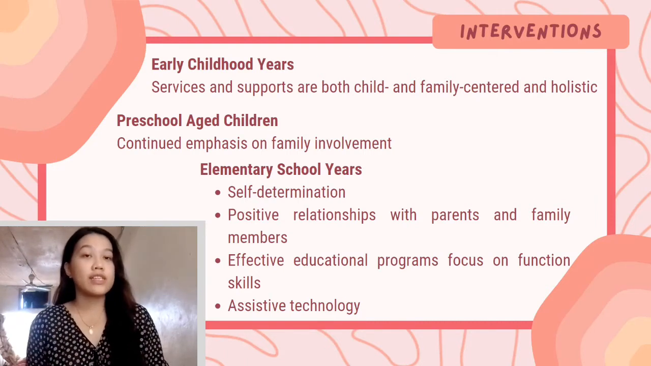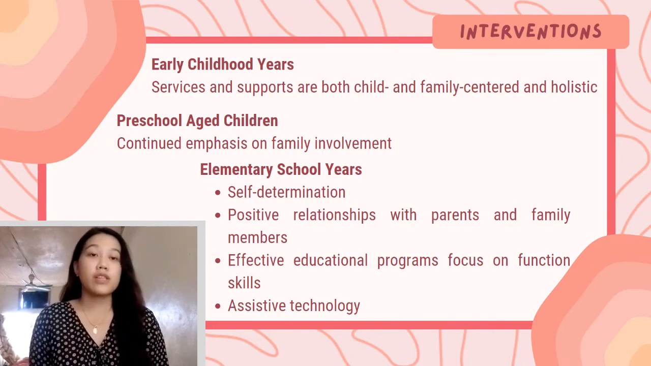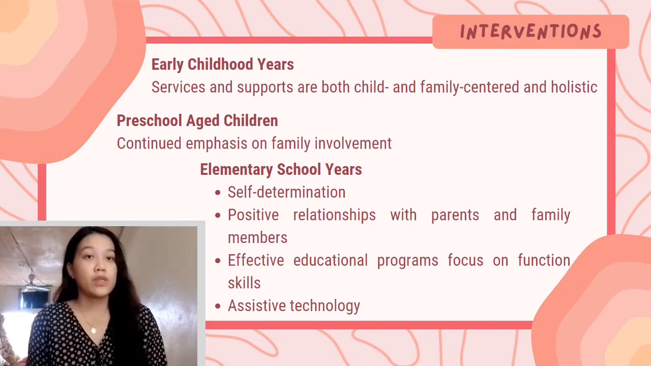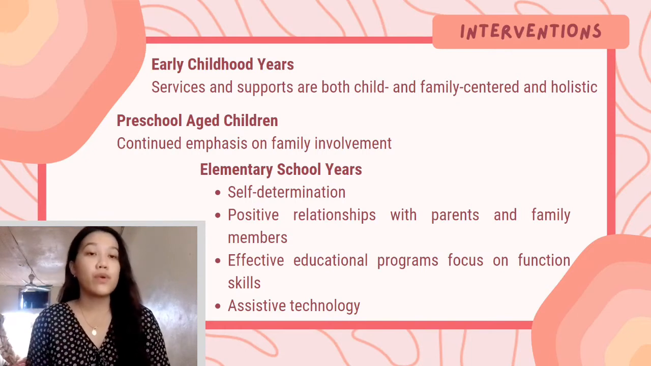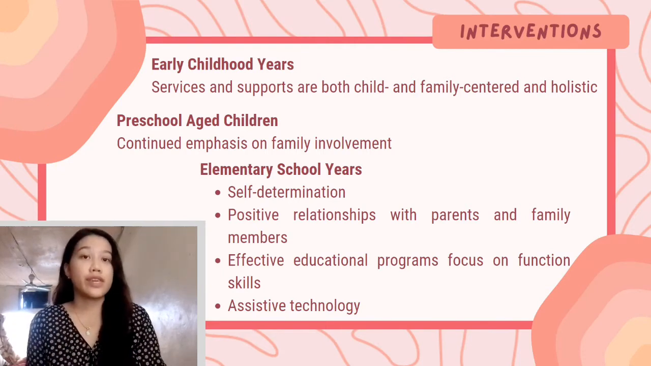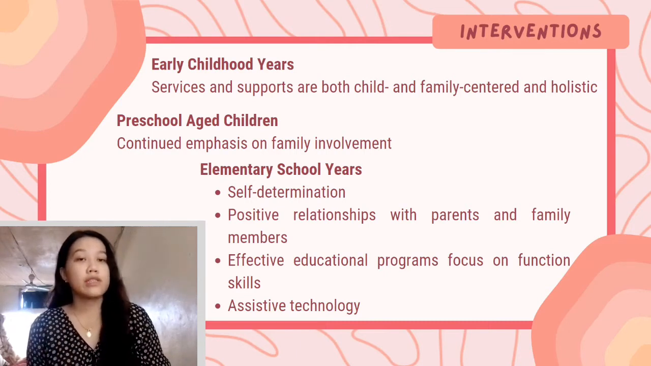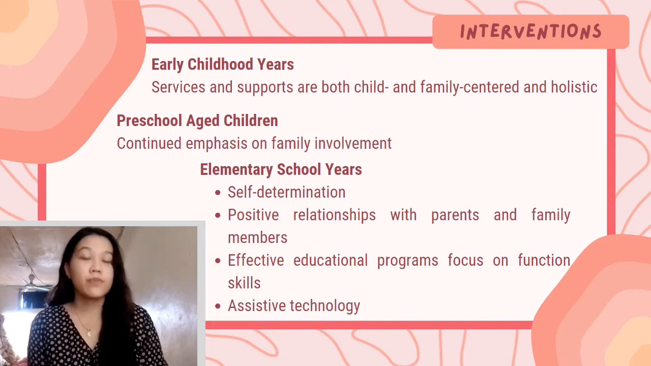Early intervention and early diagnosis are the keys to treating children with multiple disabilities. For early childhood years, services and supports are both child and family-centered and holistic. These may include infant stimulation programs that aim to provoke sensory, cognitive, and physical responses that help newborns connect with their environment. Next, during the preschool years, family involvement must be given continuous emphasis. The goal here is to maximize social communication, motor skills, cognitive skills, self-care, and play of the child.